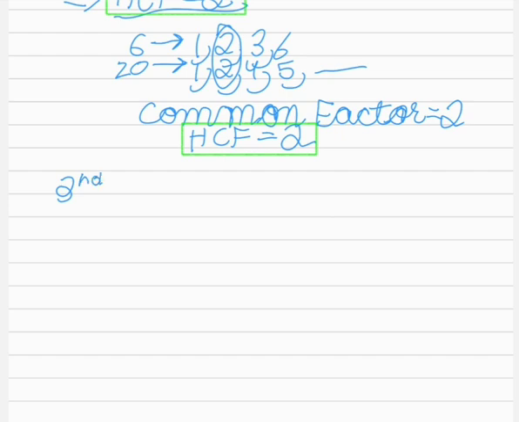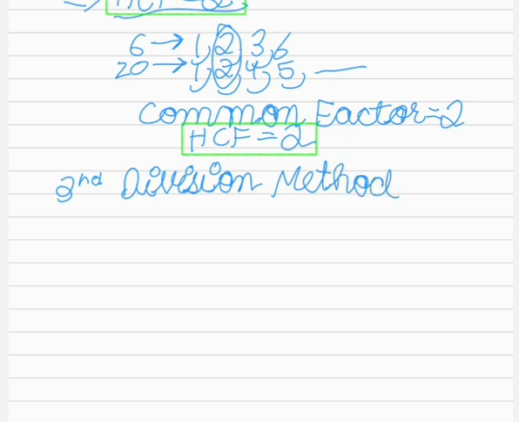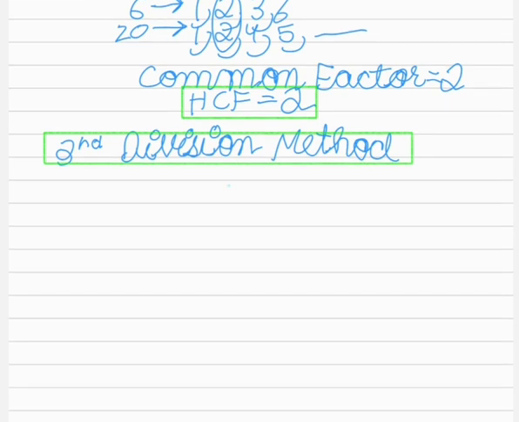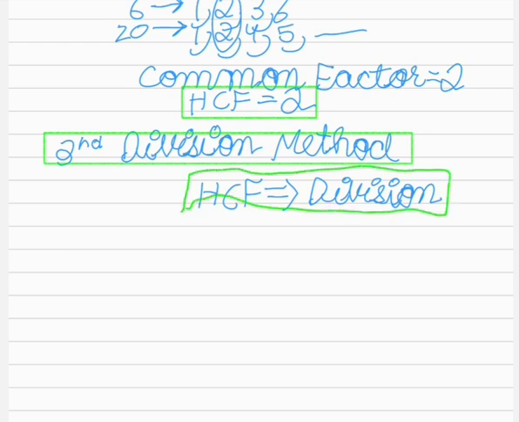The third method is the division method. In the division method we don't have to do anything, we just have to do division with the prime numbers. The division method says that we have to find the HCF with division only. We can't find it with any other method if only the division method is asked. It's very important that in the division method you only have to do division.